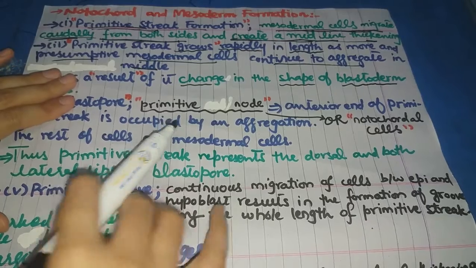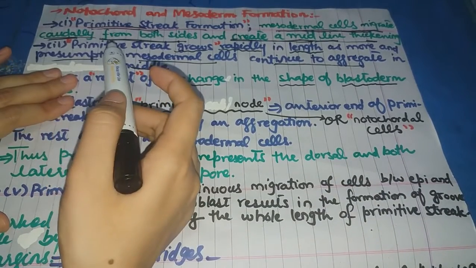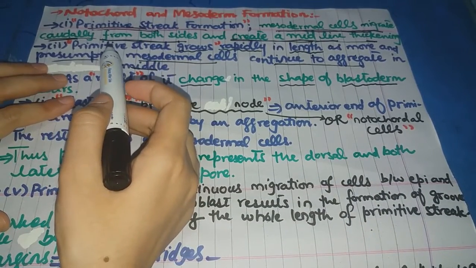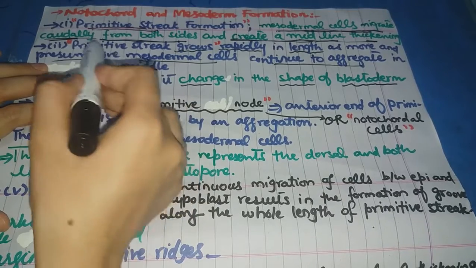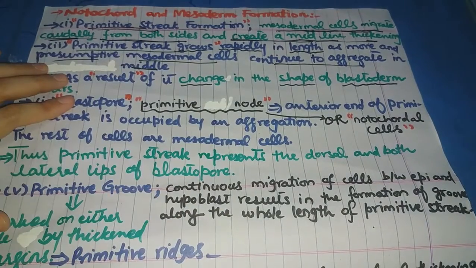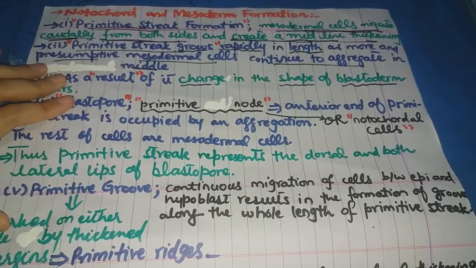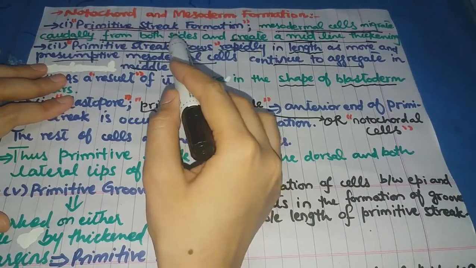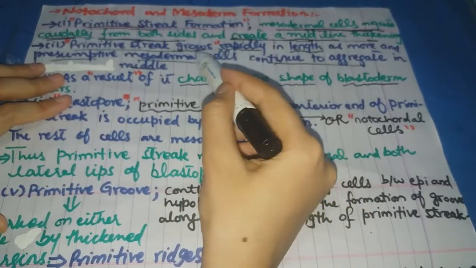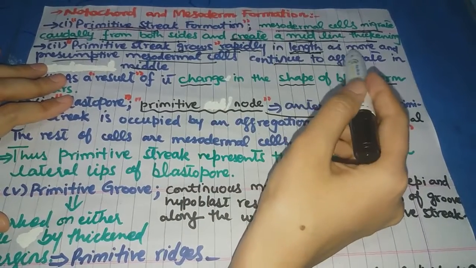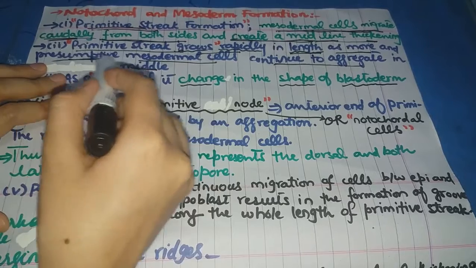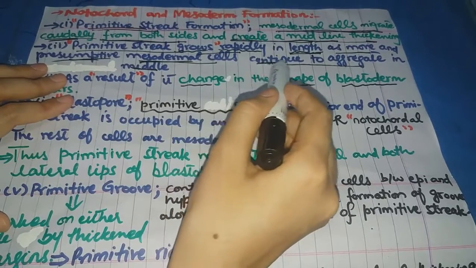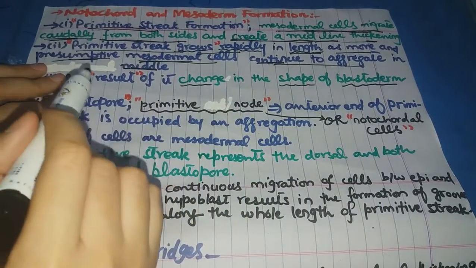The next step in this process is actually the growth of this primitive streak, which has been formed in the first step. What happens? This primitive streak actually grows rapidly in length as more and more primitive mesodermal cells continue to aggregate in the middle.